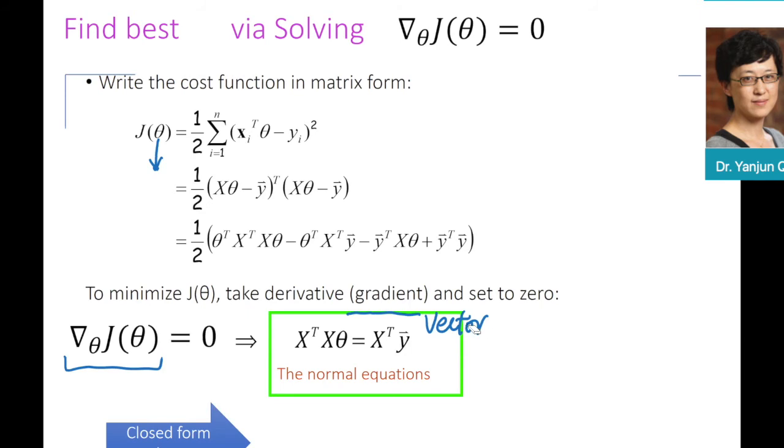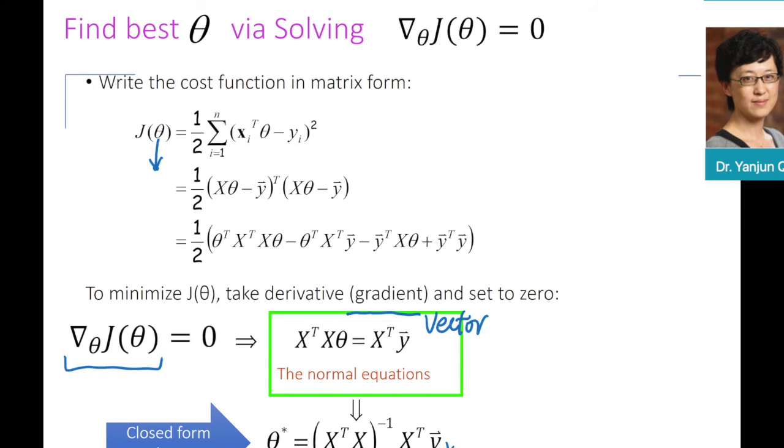I have a totally detailed derivation. If you're interested, go see the extra page. Then you can directly get the best solution. Theta star has this form: X transpose X, together take an inverse, and then times X transpose y. Everything here is about the train part: X train, y train.